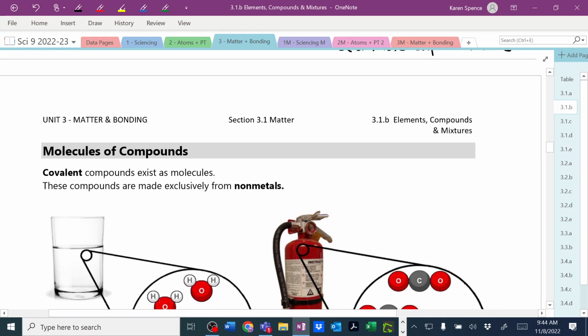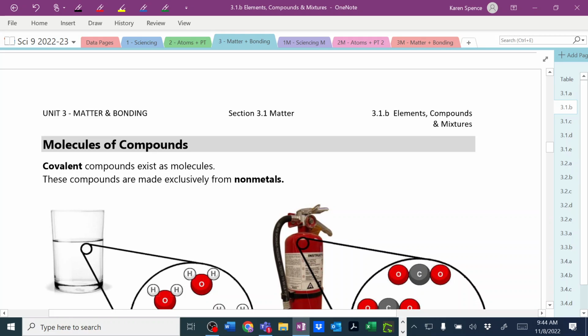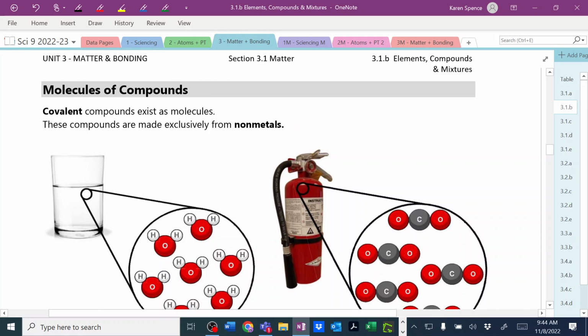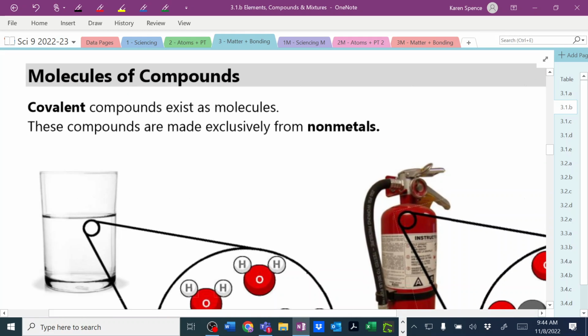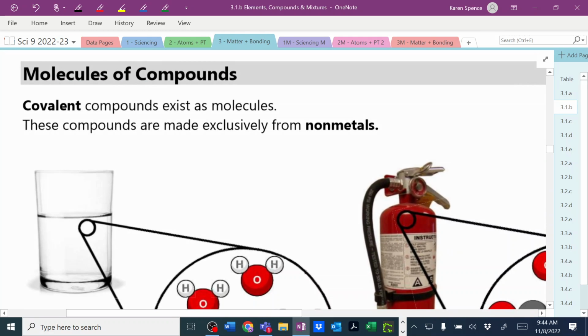Okay, so we can have molecules of compounds. So you remember that word covalent? Here you're hearing it again. Again, you don't know about it yet. It's all good. Okay, so we have covalent compounds. They exist as molecules. And molecules are made only of nonmetals. If you have a molecule that has no metals in it, molecules do not contain metals.